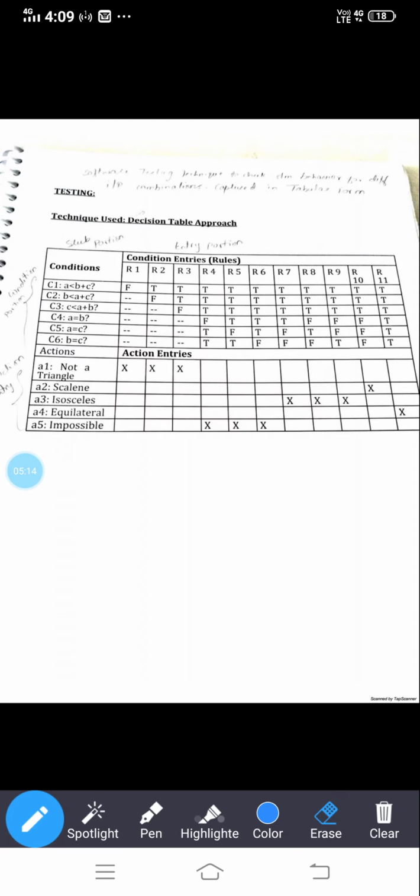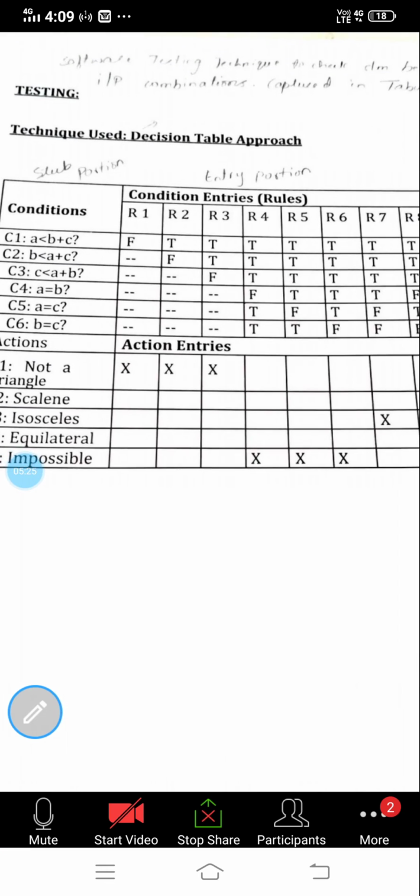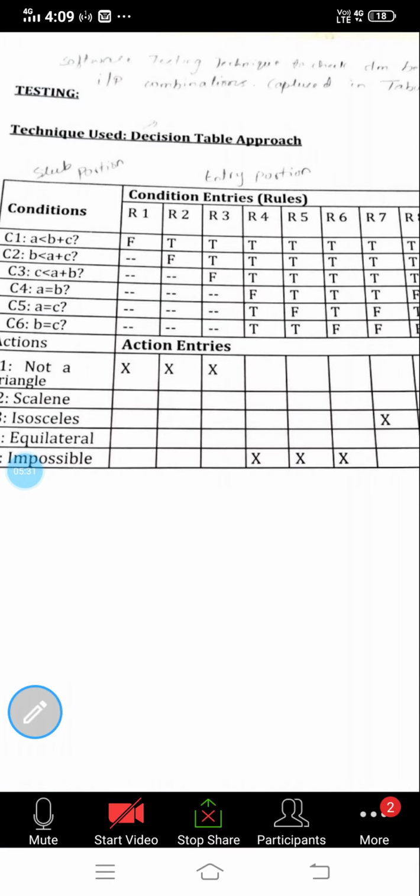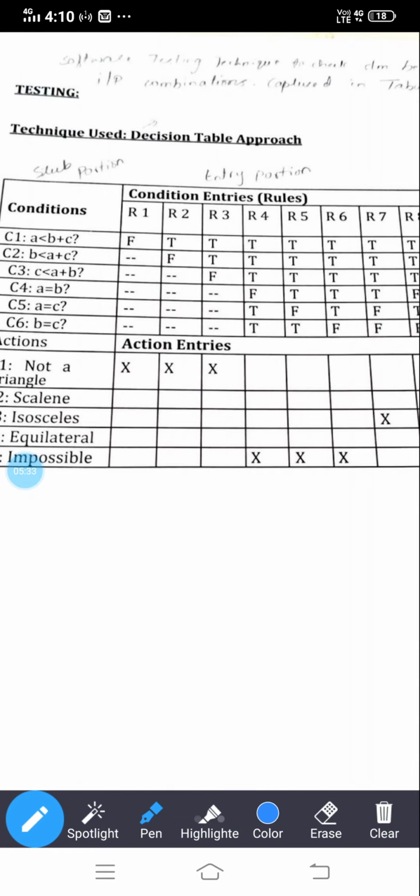Again in R3, see R3, rule 3, R stands for rule. In R3, B plus C greater than A is true. This condition is true, this condition is true, but the third condition is false. Again, the triangle cannot be formed. That is rule 3. Again, for rule 4, we are checking.